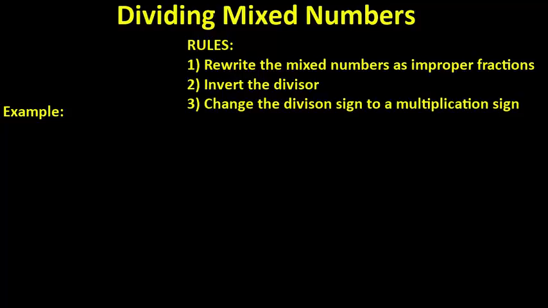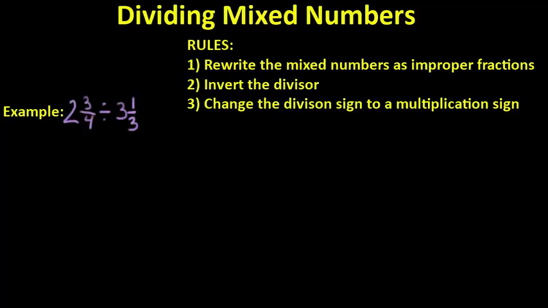There are 3 simple rules to dividing mixed numbers. First, you're going to rewrite those mixed numbers as improper fractions. Second, you're going to invert the divisor, which essentially means you're going to flip the divisor. And then third, you're going to change the division sign to a multiplication sign. So rewrite them as improper fractions, flip the divisor, and change to a multiplication sign, and then solve.